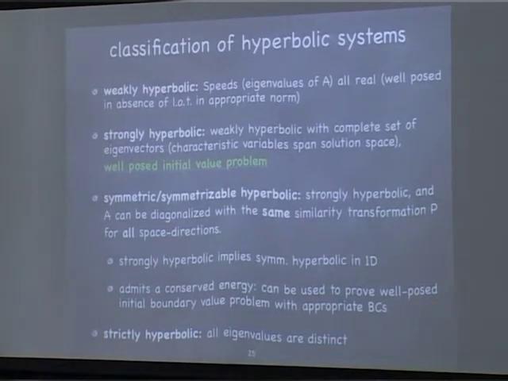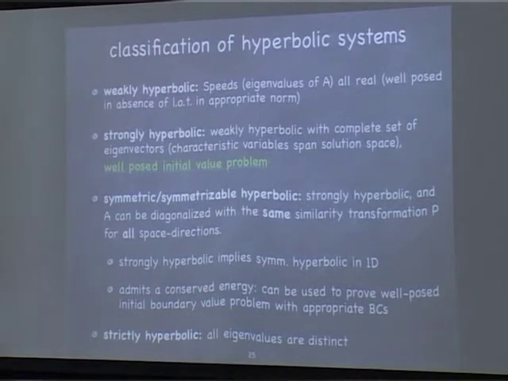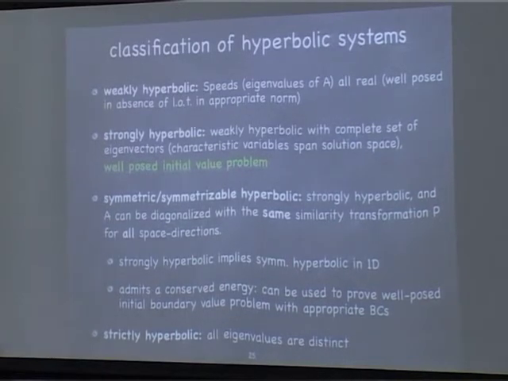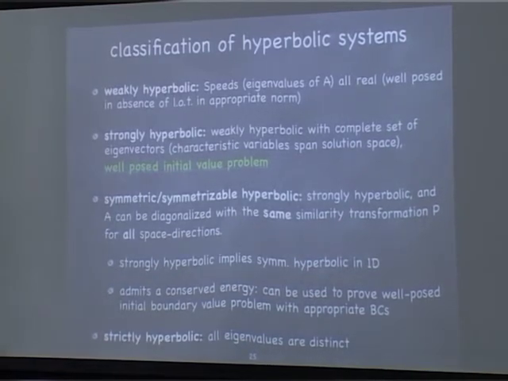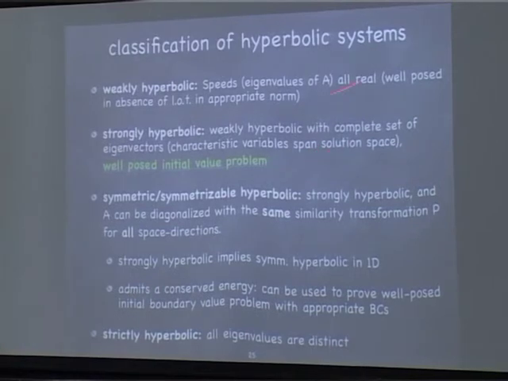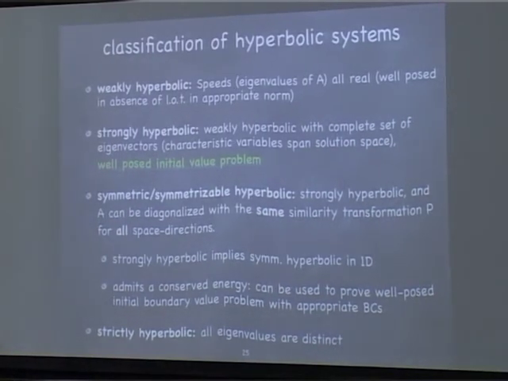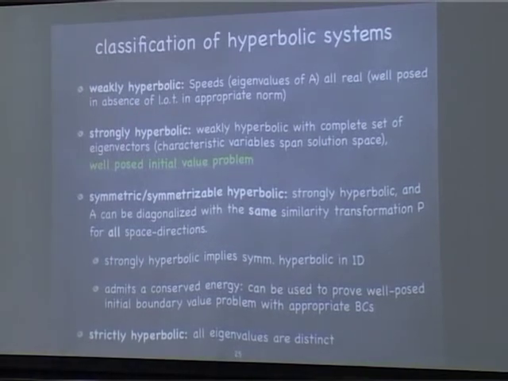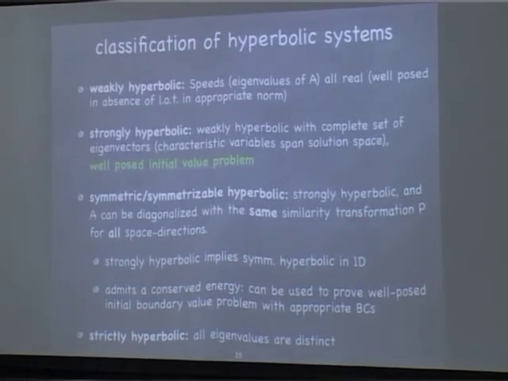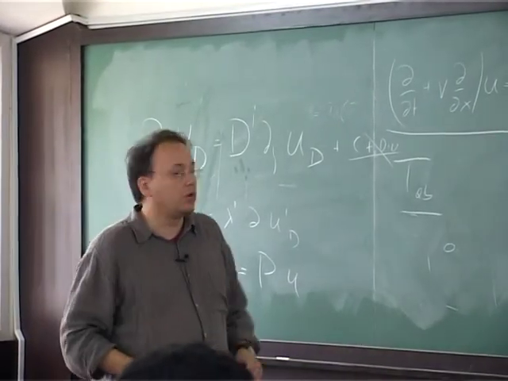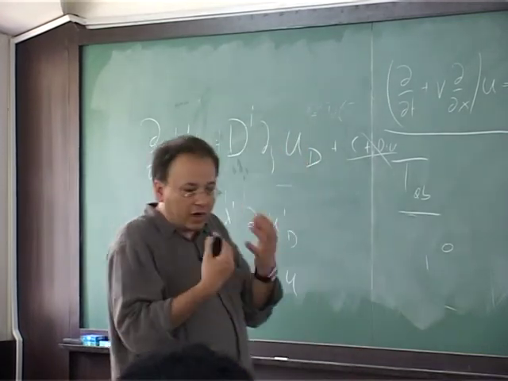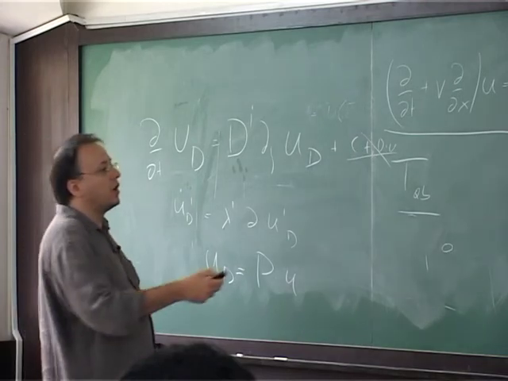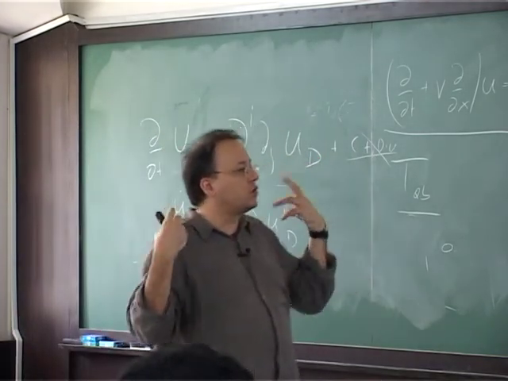Let's conclude for today with a classification that we can derive from this for hyperbolic systems. The weakest class is called weakly hyperbolic. This means all the eigenvalues of the principal part are real. So eigenvalues means the speeds. It turns out that if you don't have any lower order terms, like plus c or plus d times u, you can construct some kind of artificial norm which gives you the mathematical properties of well-posedness, but they are not robust. Any small perturbation ruins this, so this is not well-posed in any physically useful sense.